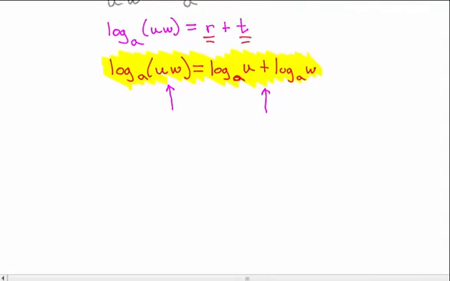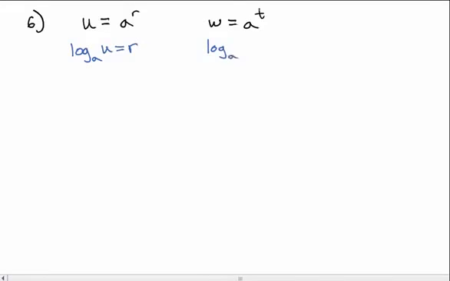We can do a real similar exercise. We'll call this number 6. Again, with our plane, we're saying u equals a to the r. We're saying that w equals a to the t, which means if we change these into logs again, it would be log base a of u equals r, and log base a of w would equal t. But this time, instead of multiplying u times w, I'm going to divide u divided by w.